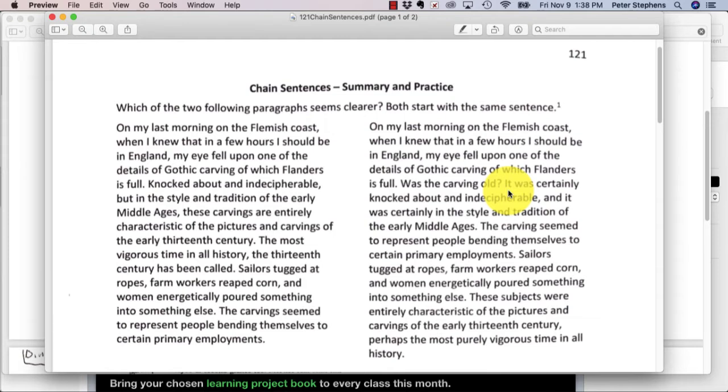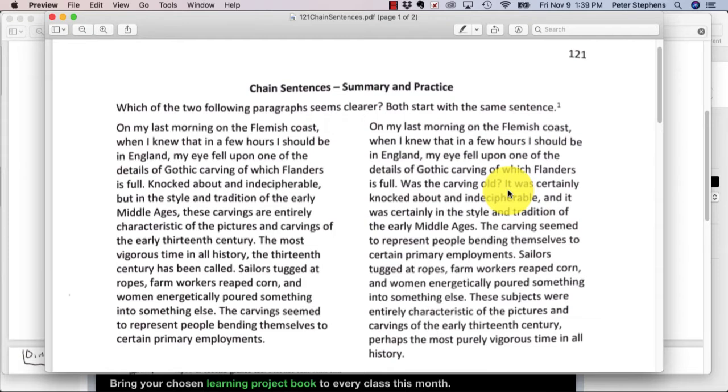They are the same story, or the same account of someone's observations as he was along the Flemish coast. The first sentence of each of these columns is the same. Your job is to decide which is the clearer paragraph, the left paragraph or the right paragraph. And if you think about it a little bit longer, why?